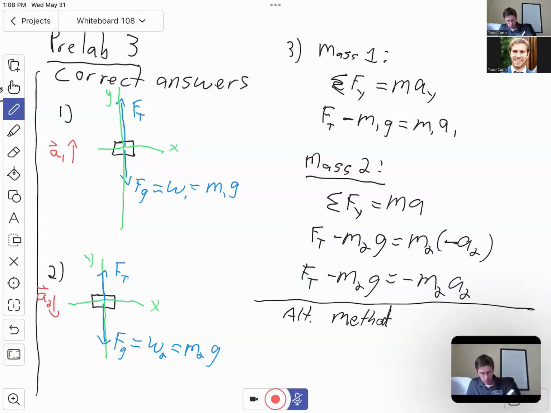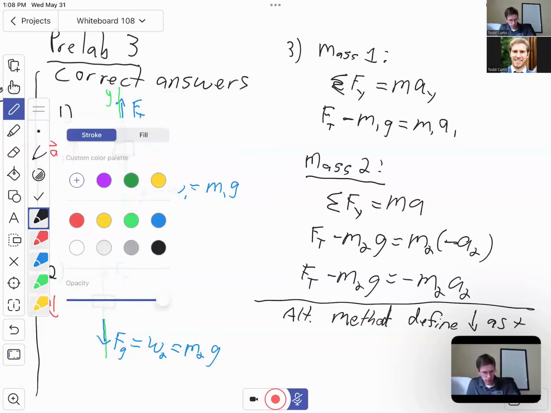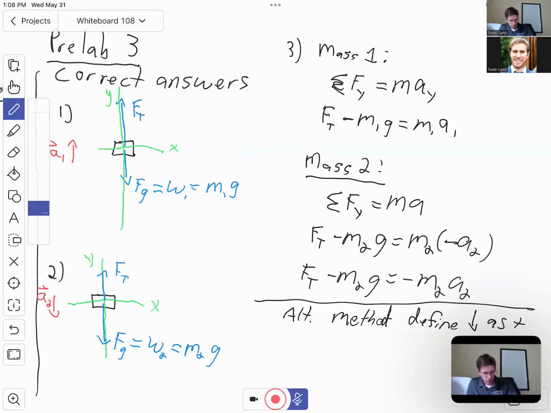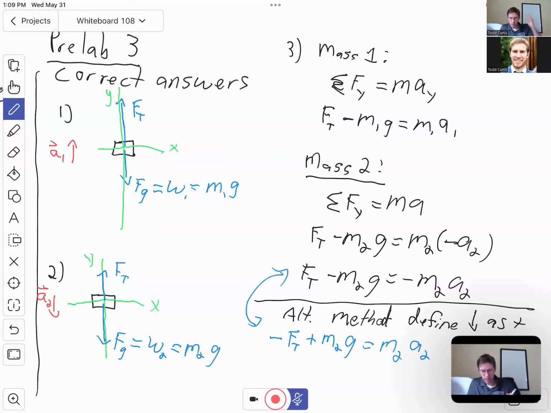What we're going to do is define down as positive. So when you go to sum the forces, you can do the same thing. Maybe I'll just use a different color here. But now down is positive. So you're going to have negative force of tension plus M2G equals a positive M2A2. And if you notice, these two equations are actually identical, but sometimes defining down as positive makes it a little bit easier for people to see.